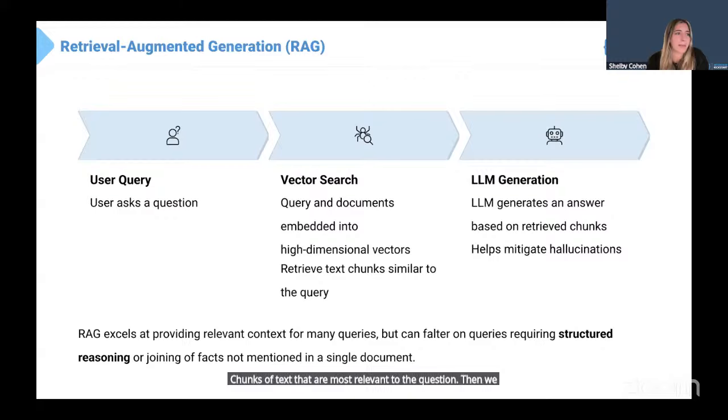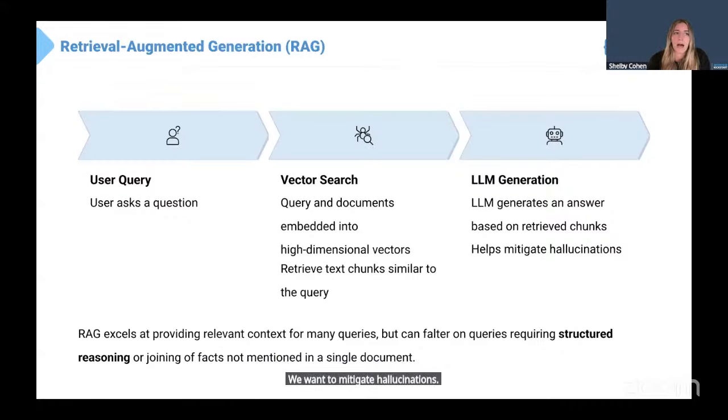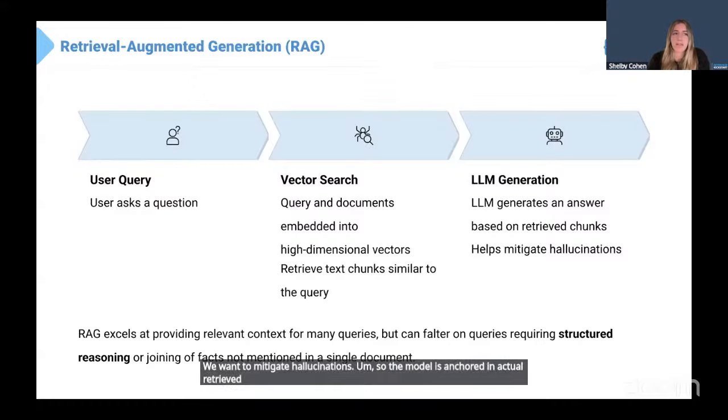Then we have LLM generation. The large language model then takes those retrieved chunks as context. It uses them to generate a grounded answer rather than inventing one from scratch. We want to mitigate hallucinations. So the model is anchored in actual retrieved information rather than free associating.